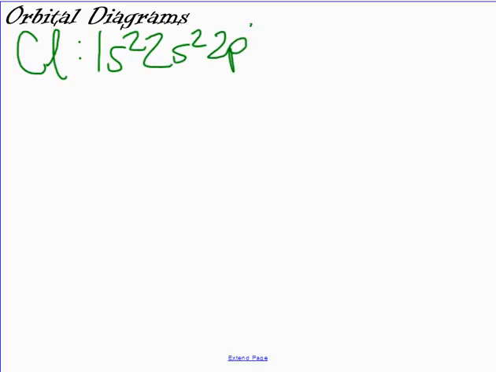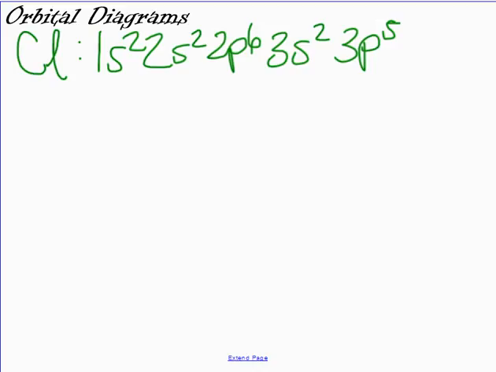So if you follow along on your periodic table, we'll look at chlorine, which has an electron configuration of 1s2, 2s2, 2p6, 3s2, 3p5. Okay.